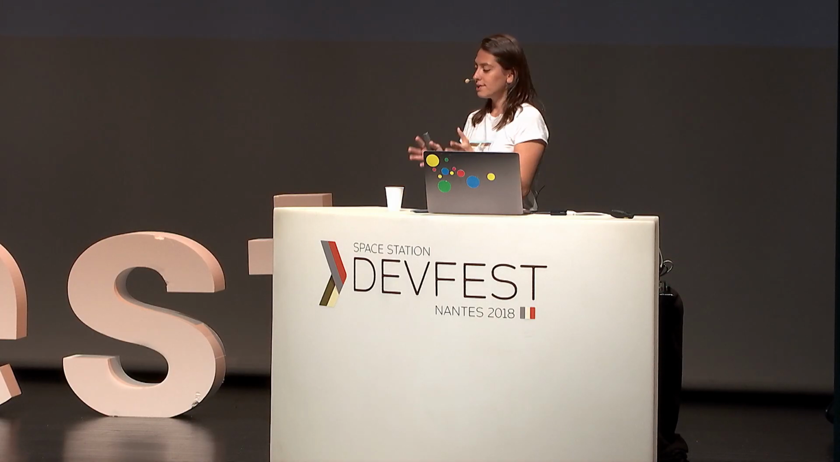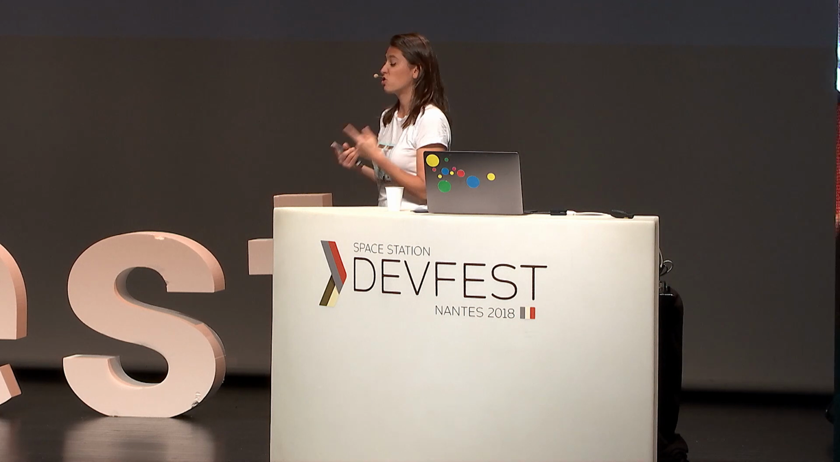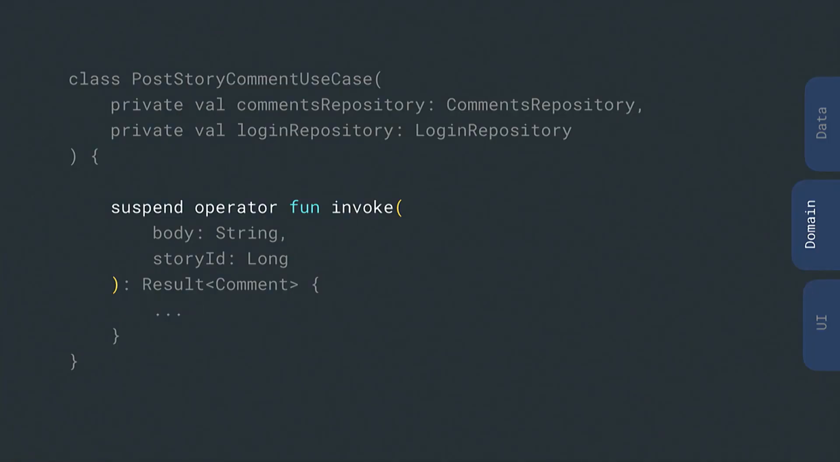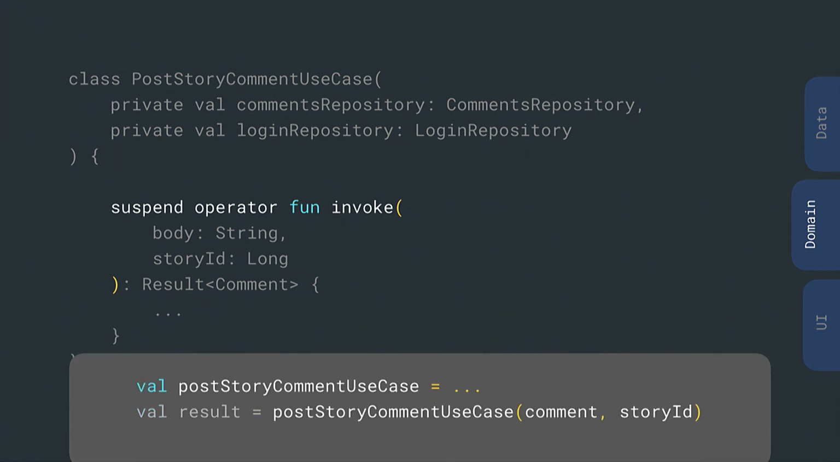So because our post-story comment use case should only do one thing, to post a story comment, we decided to use the invoke operator. More precisely, objects with the invoke method can be invoked as a function. So this means that when we are using our class, we can just call post-story comment use case of the comment and the story ID.